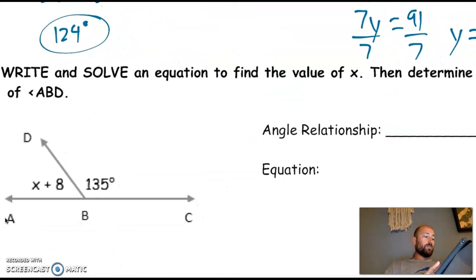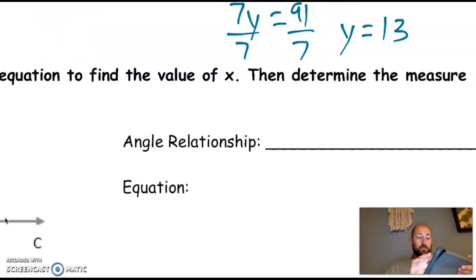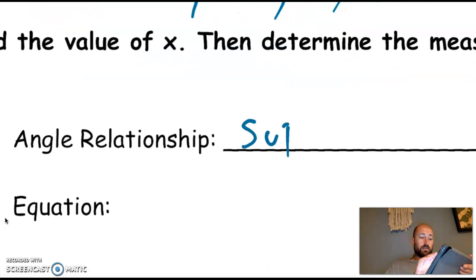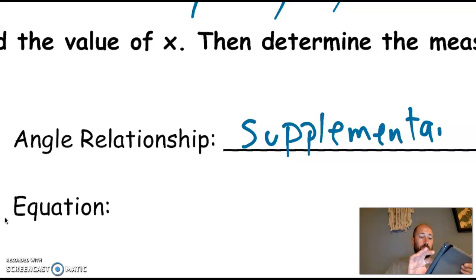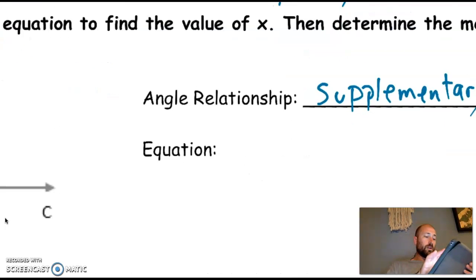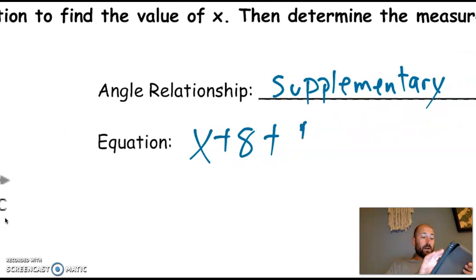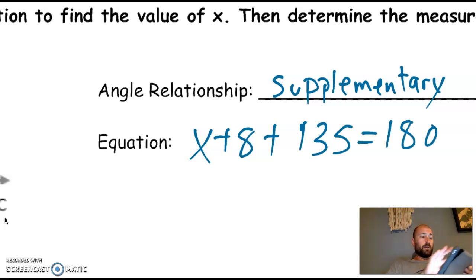Here we go. Problem 2. Write and solve an equation. What is the angle relationship? Yes, it is supplementary. Okay. Write the equation. Now think of the definition of supplementary when you write this equation. X plus 8 plus, what was that? 135 is equal to 180, the sum of those angles.